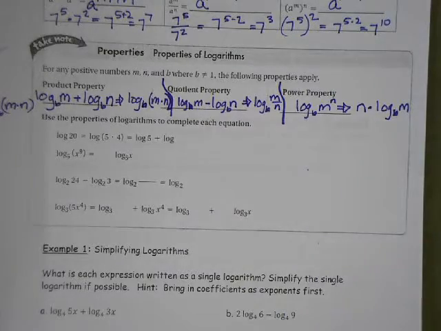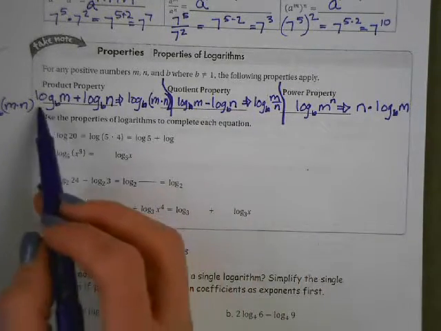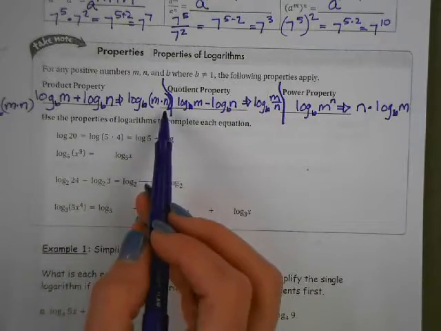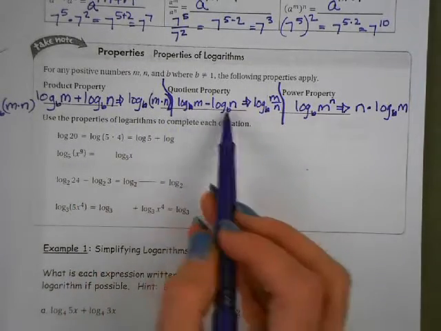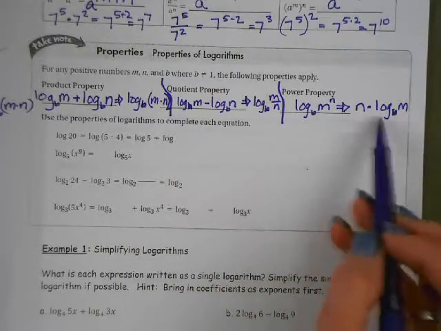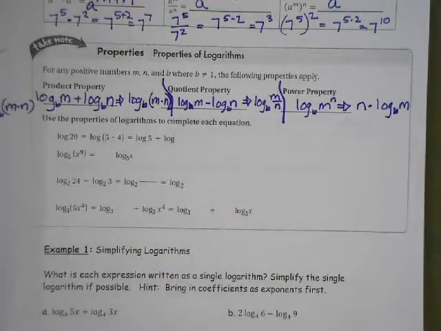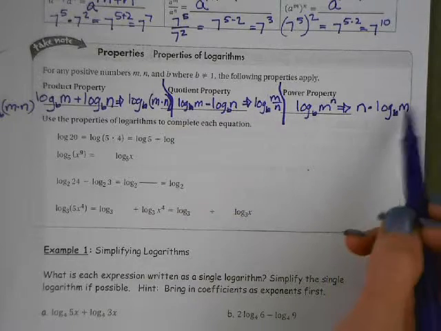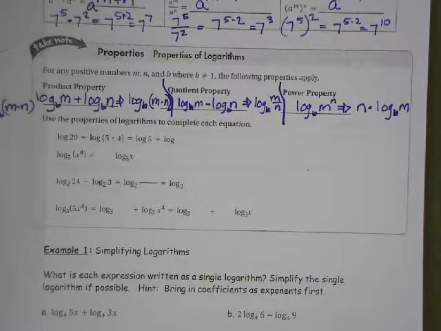Okay, so these are 3 properties we're going to use going from the expanded version to the simplified version. This is the expanded version and this is the simplified, this is the expanded, and that's the simplified. So we're going to work both from the left to the right, or the right to the left. Kind of see how those work, okay?